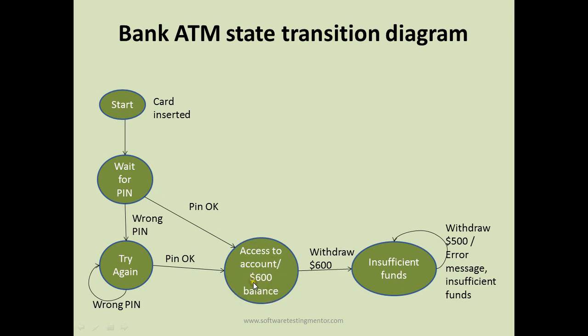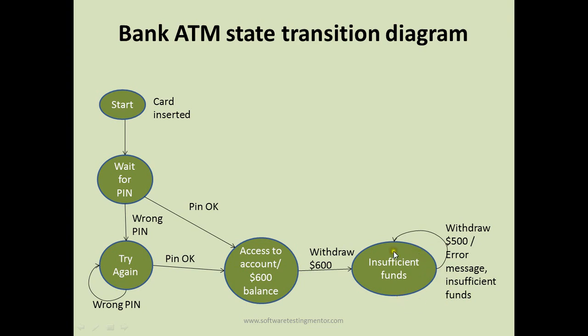Now that you get access, you see the balance in your account. Now if you withdraw all the balance that you have, $600, then the state of your account will change from having sufficient funds. You will get $600, but the state of your account will change to insufficient funds. Now if you again try to withdraw $500, you will get an error message that you do not have sufficient funds. You have insufficient funds.